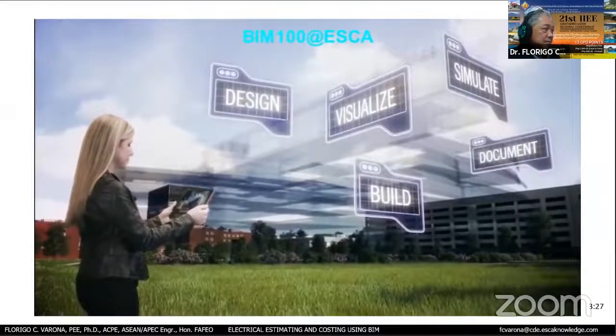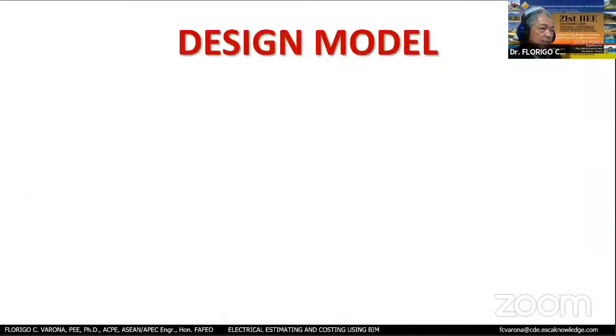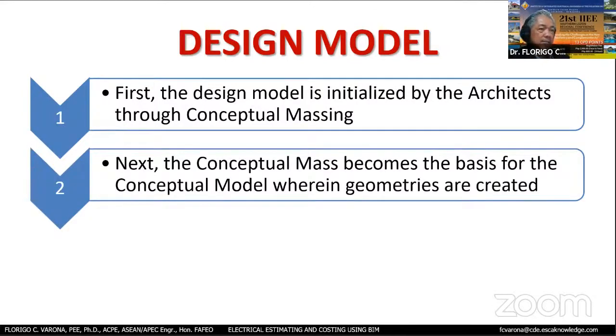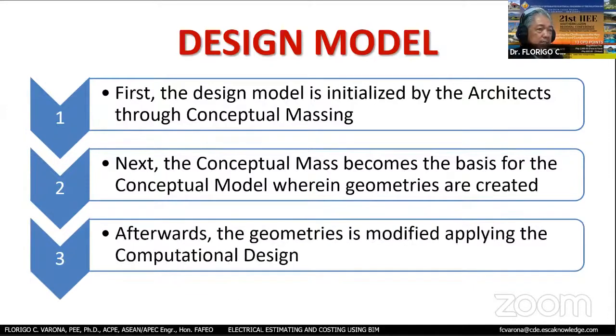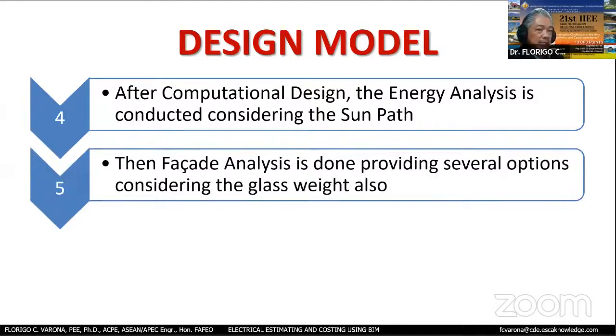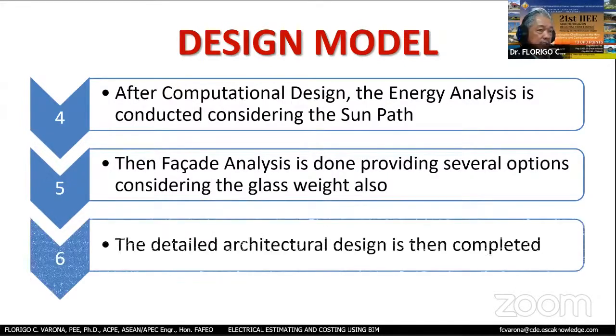Okay, so let's again review what has been shown. First, the design model is initialized by the architects through conceptual massing as was shown. Then the conceptual mass becomes the basis for the conceptual model wherein geometries are created. And then afterwards, the geometries are modified applying the computational design. And after the computational design, the energy analysis is conducted considering the sun path. Then facade analysis is done, providing several options considering the glass weight also. The detailed architectural design is then completed.